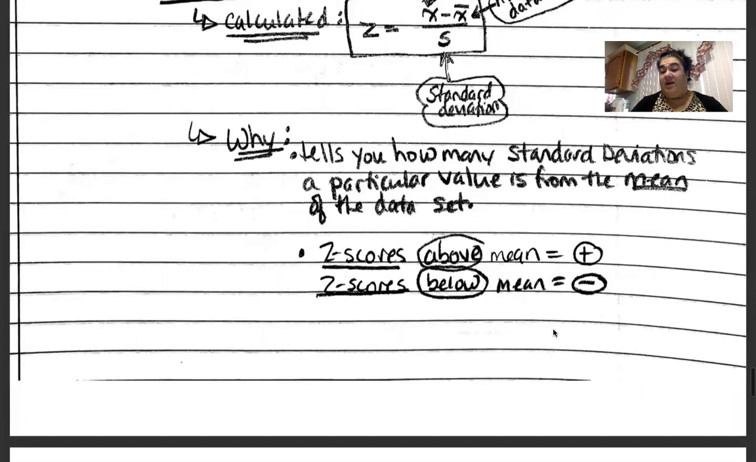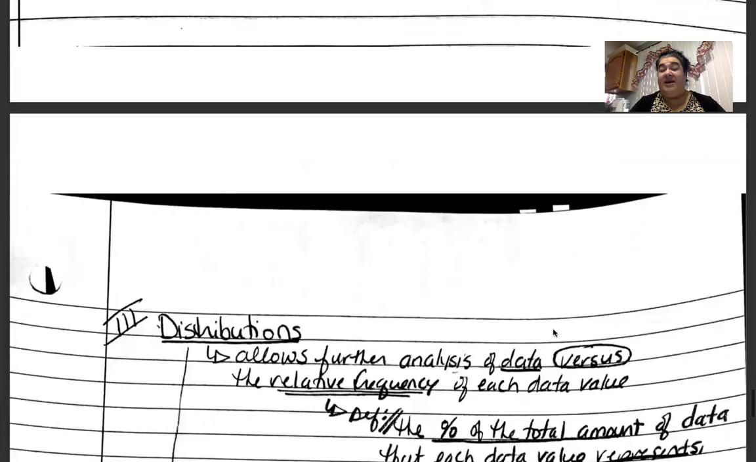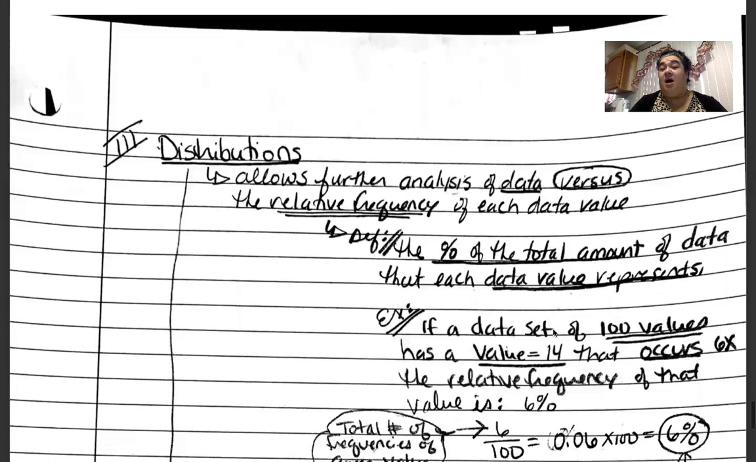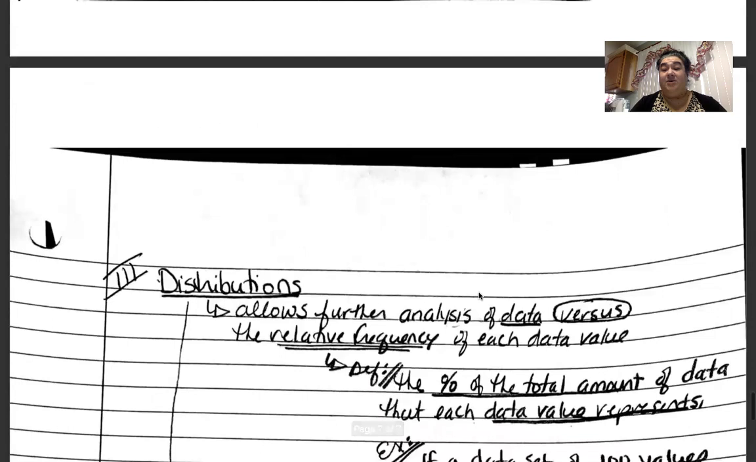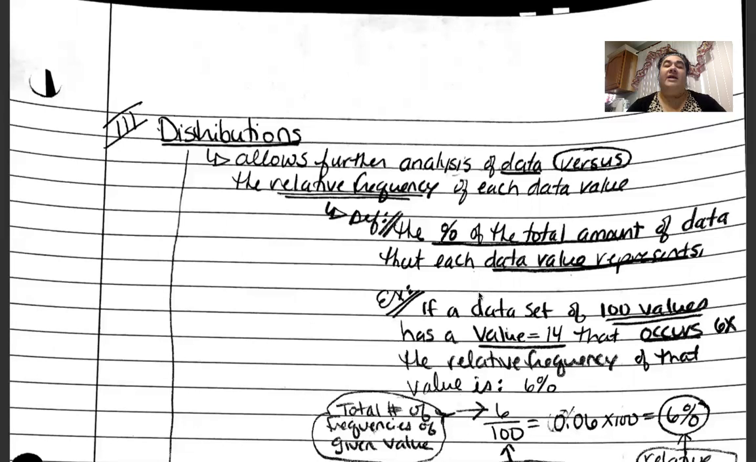Now, these things, standard deviations, z-scores, ranges, are very helpful when we look at the distributions of a particular data set. The distributions, we usually look at by graphing it in something similar to these graphs you see here. But we also graph it using other methods like a histogram. So I'm going to show you that in a minute. But let's talk about specifically what is a distribution, okay?